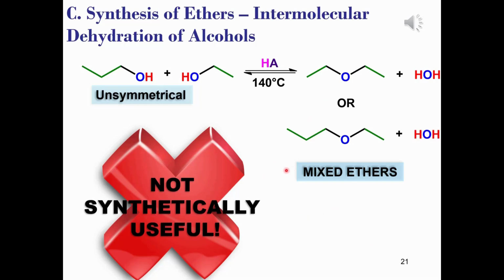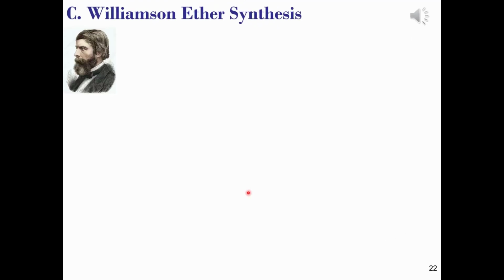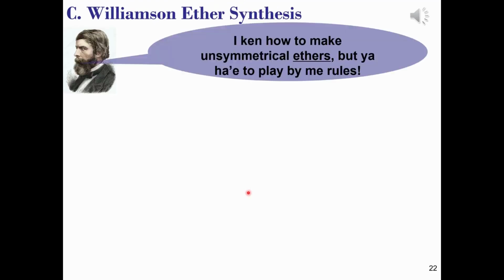So this is not a synthetically useful method, as this would mean more time in the lab separating out the reaction mixture, aka mess, that has been synthesized. Therefore, it's better altogether to use a different synthetic method. Cue the Williamson ether synthesis, and cue my bad Scottish accent. Meet Alexander William Williamson. This Scottish chemist knew how to make unsymmetrical and symmetrical ethers, but you had to play by his rules. So, how does this work?